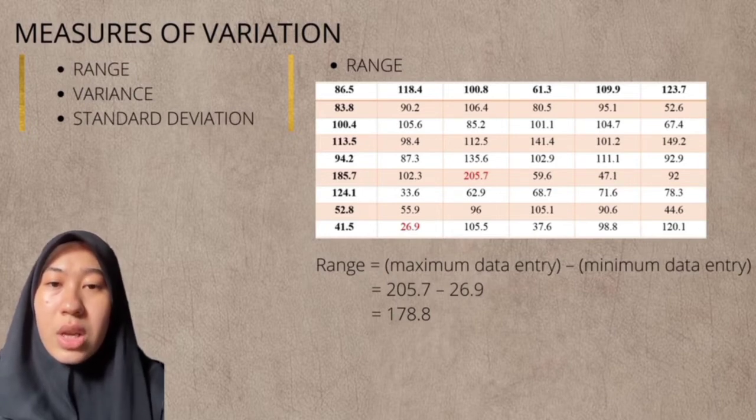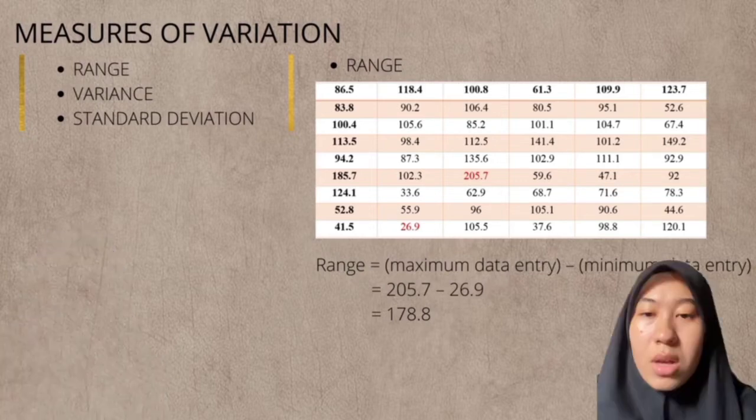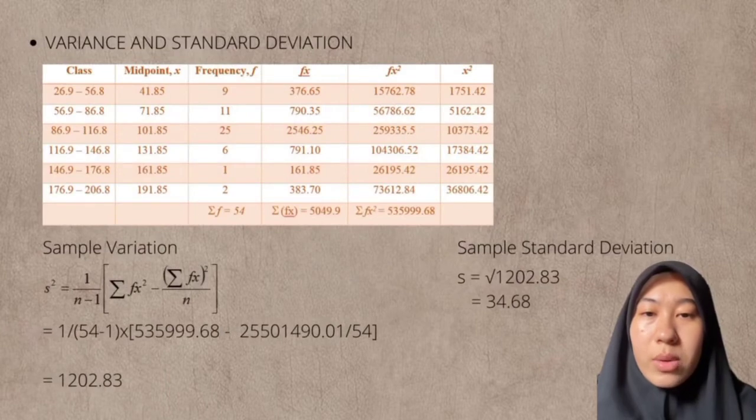which are range, variance, and standard deviation. So this slide shows how to calculate the range. We have to subtract the minimum data entry, which is 26.9, from the maximum entry, which is 205.7. So our range is 178.8.